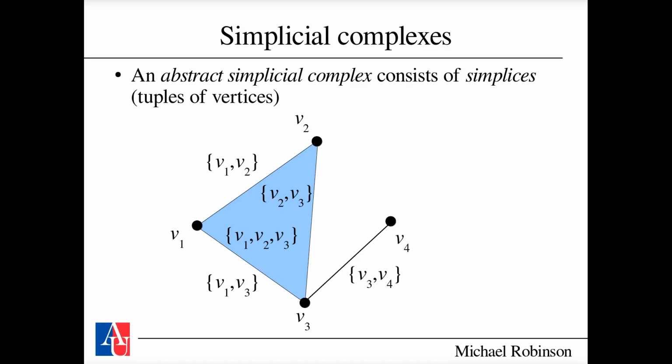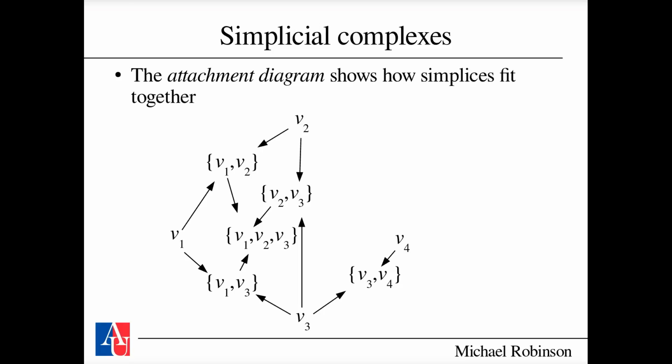So the idea is we're going to make use of this sheaf theoretic approach to modulate our local analyses. We start with our abstract simplicial complex. It consists of simplices, various tuples of vertices. Remember, each one of these simplices is a list of proteins that are interacting within an organism. You could view this equivalently as an attachment diagram. It tells you how the simplices fit together. It's a partial order going from small sets to larger sets.